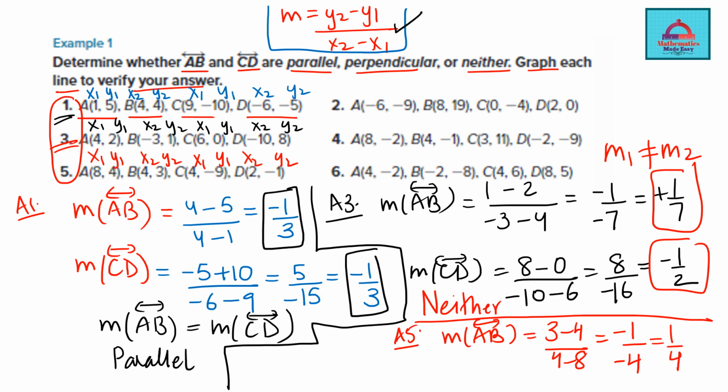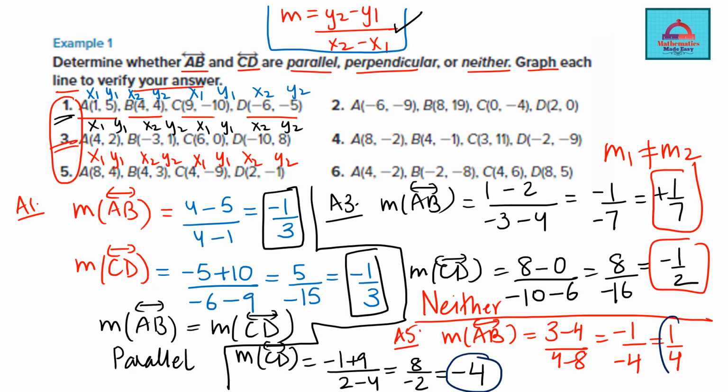I will do here the next slope for CD. For CD again we do the same thing, minus 1 plus 9 over 2 minus 4. So this comes out to be 8 over minus 2. So this gives you minus 4. Now if you see what is the relationship, one slope is negative 4, one is 1 by 4. So if you multiply them both, what you will get is minus 1. So the condition for perpendicular lines is true.